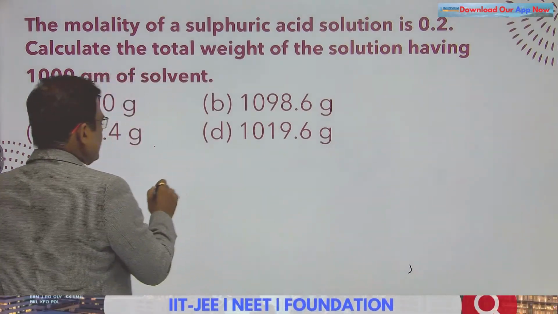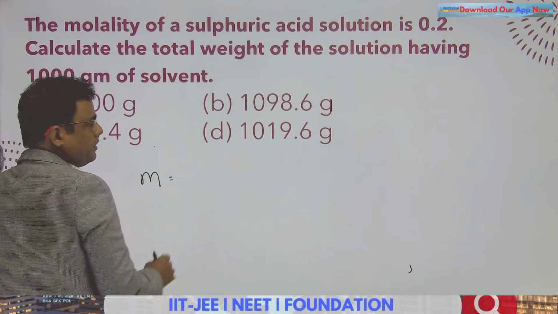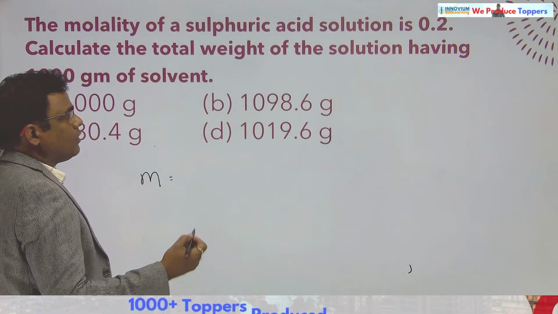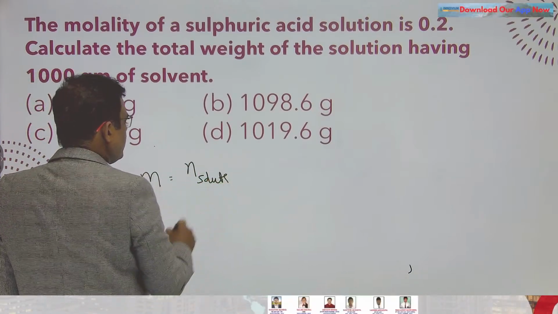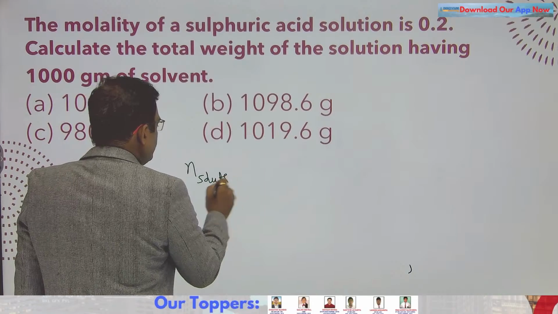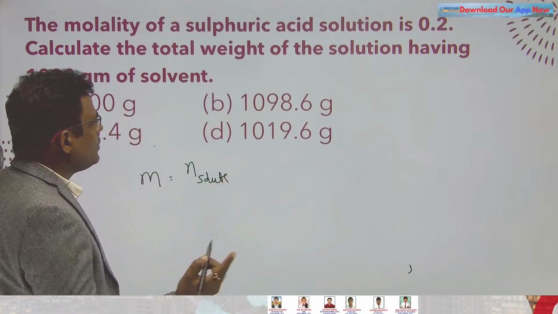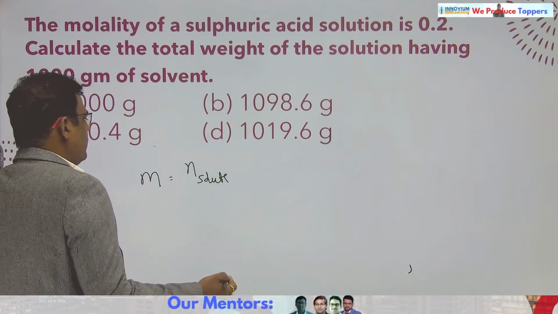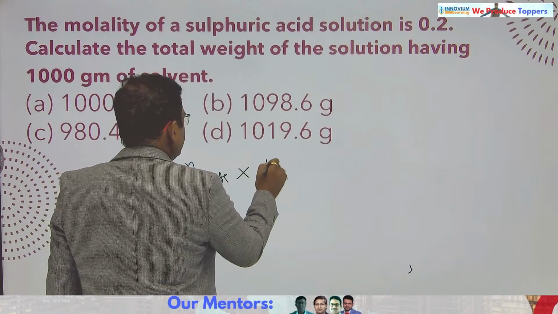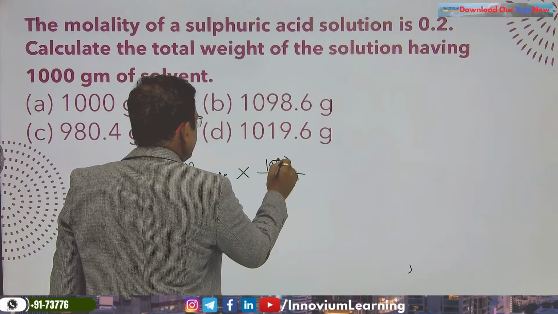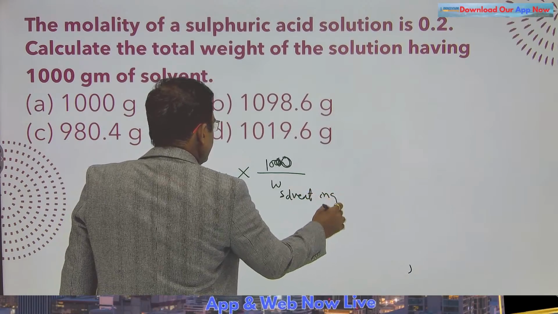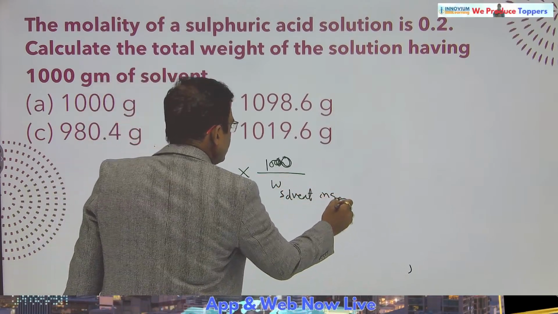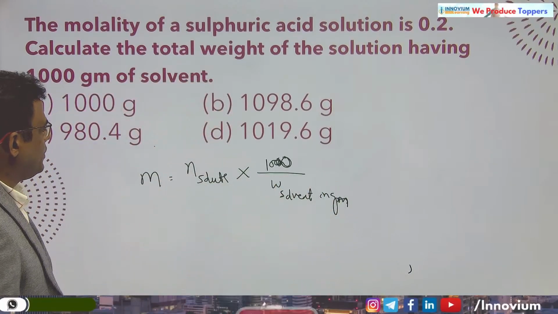So what is the formula of molality? Molality is equal to number of moles of solute, correct? This is the number of moles of solute present in 1 kg or 1000 gram of solvent, correct? So here it is 1000 by W solvent. This expression is valid when the solvent mass is given in gram unit, correct?